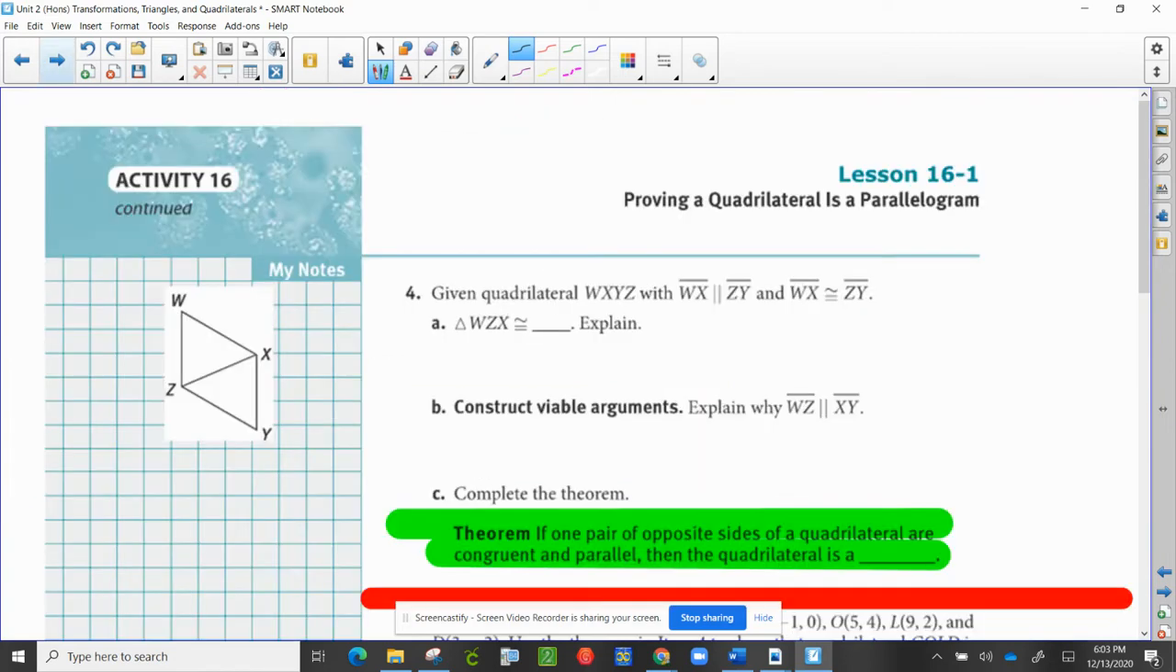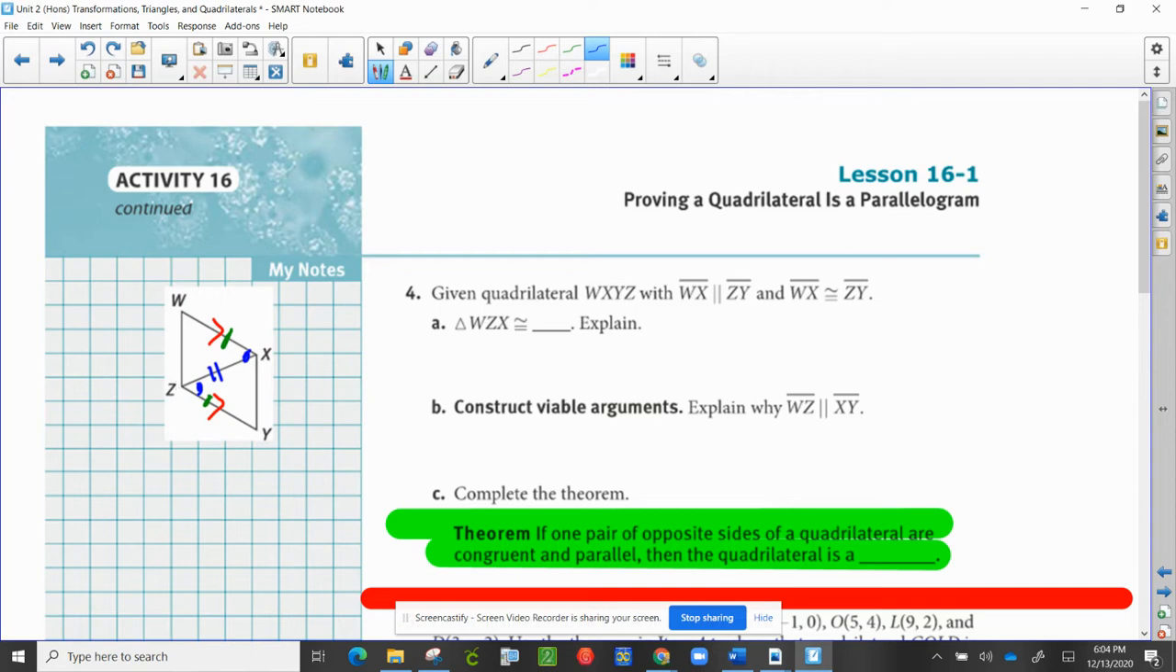Let's jump to the next page, number 4. Same thing, we have a picture here, quadrilateral WXYZ. They're telling us that we have some parallel lines. So WX is parallel to YZ, and they're also saying that those are congruent. Let's make our little congruent marks as well. So they're parallel and congruent. If we know that they're parallel, again, we can have our alternate interior angles. We can also assume a reflexive property there, ZX congruent to itself. So I can say that these triangles are congruent.